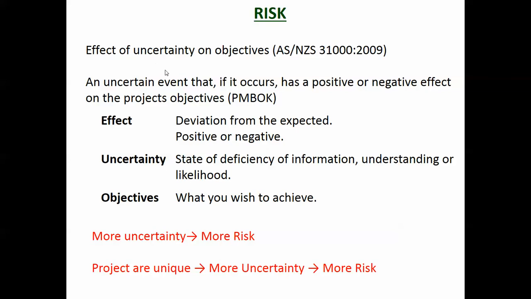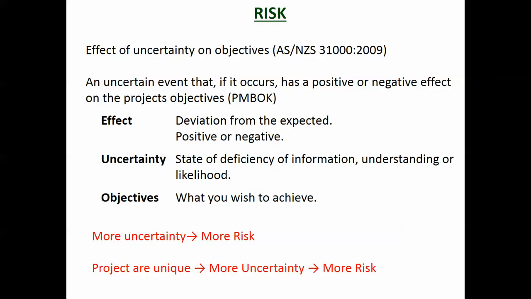Another word there is uncertainty. Now, uncertainty is a state of deficiency of information, understanding, or likelihood. In other words, you don't know when you're planning the project in December if it's going to rain in February. You don't know what days it's going to rain on. You don't know how long it's going to rain. You don't know the details. You know it probably will rain, but you don't have much detail on it. So that's what they mean by uncertainty.